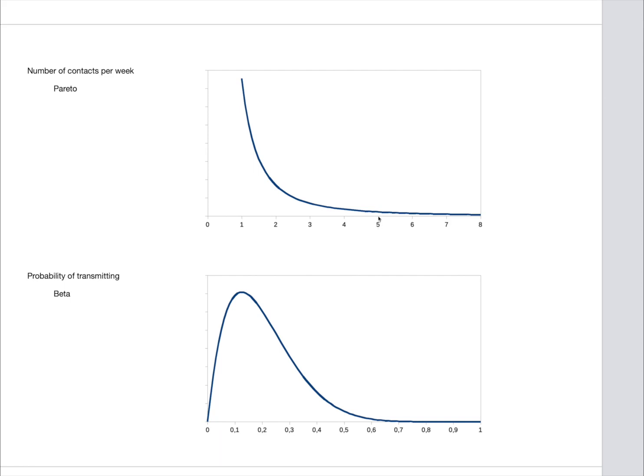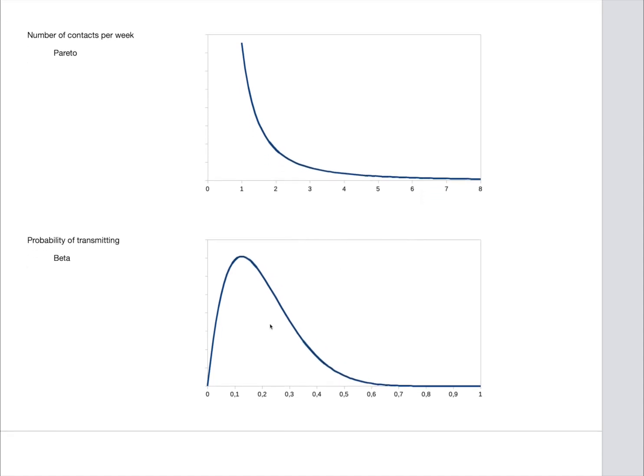The average here is at 5. So on average you have contact with 5 people during a week, but typically you have contact with very few people. But every now and again you have contact with a lot of people. Let's say you go to some meeting or you go to a shopping mall or something like that. So you normally have very little contact with people, but every now and again you have a lot of contact.